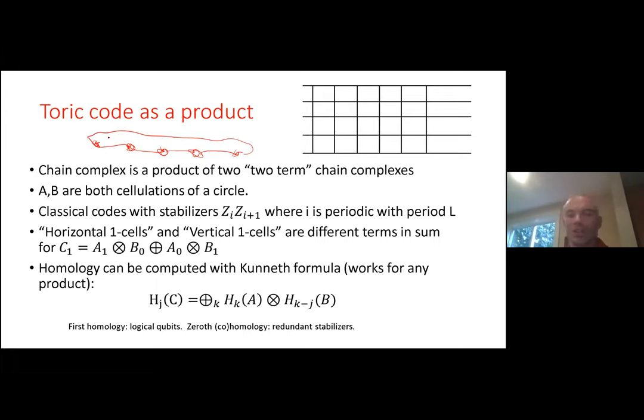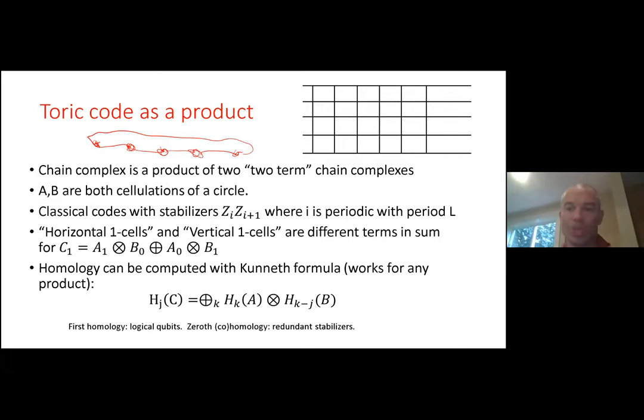As taking a circle and cellulating it into a bunch of one cells, little lines, and zero cells, little vertices. And both of the chain complexes, A and B, are the same thing. They're both cellulations of circles exactly like this. And these correspond to classical codes.